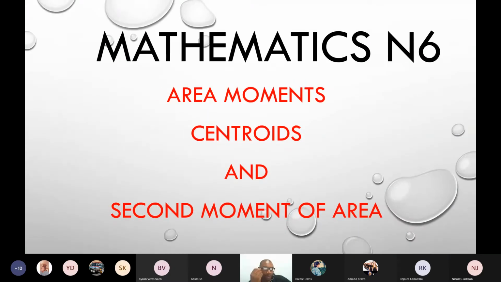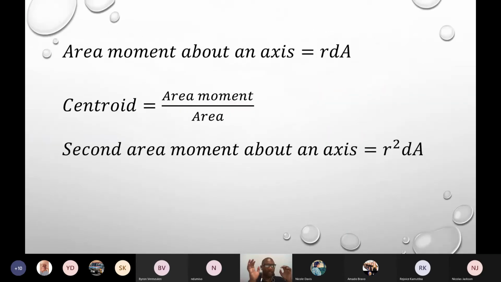Okay, there we are. So today we're looking at area moments, centroids, and second moment of area. Basically, if you are calculating area moment about an axis, the formula is always given as R dA. And then if you want to calculate centroid, it's area moment divided by area. So anyone who wants to calculate centroid would have calculated area moment first.